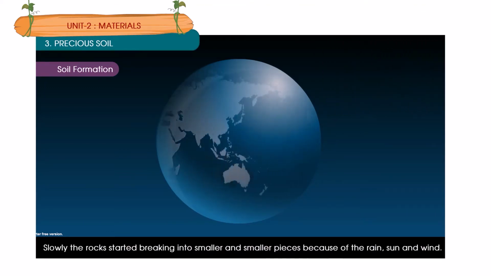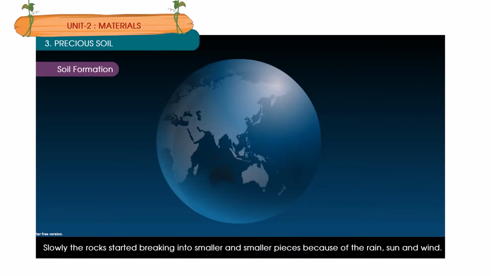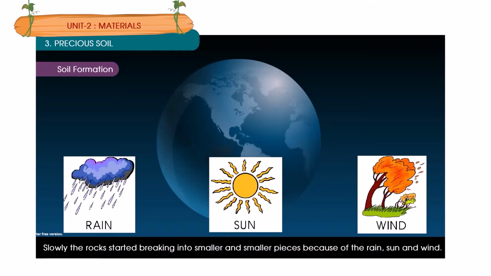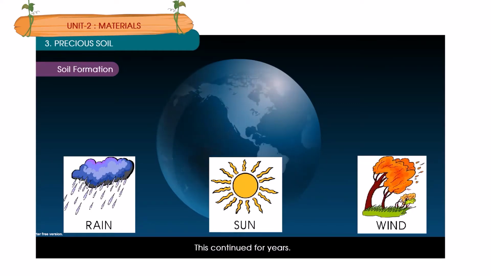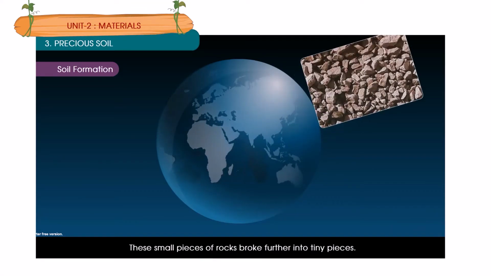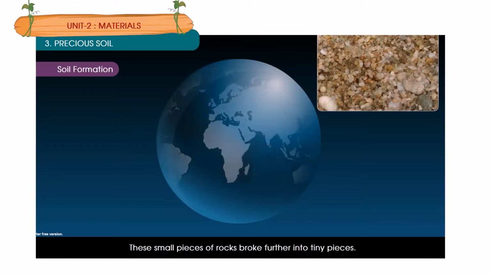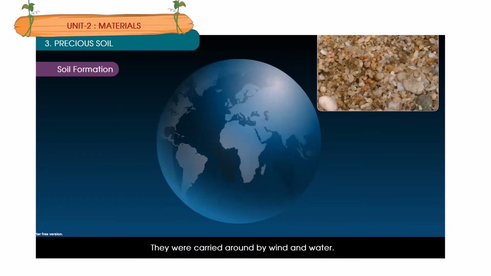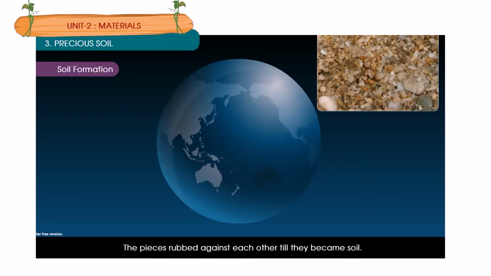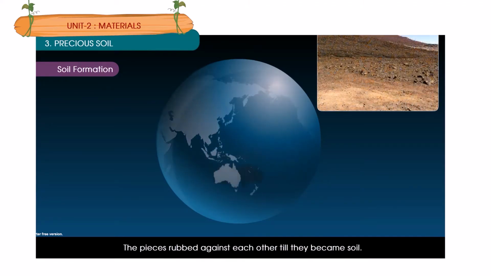Slowly, the rock started breaking into smaller and smaller pieces because of the rain, sun, and wind. This continued for years. These small pieces of rocks broke further into tiny pieces. They were carried around by wind and water. The pieces rubbed against each other till they became soil.